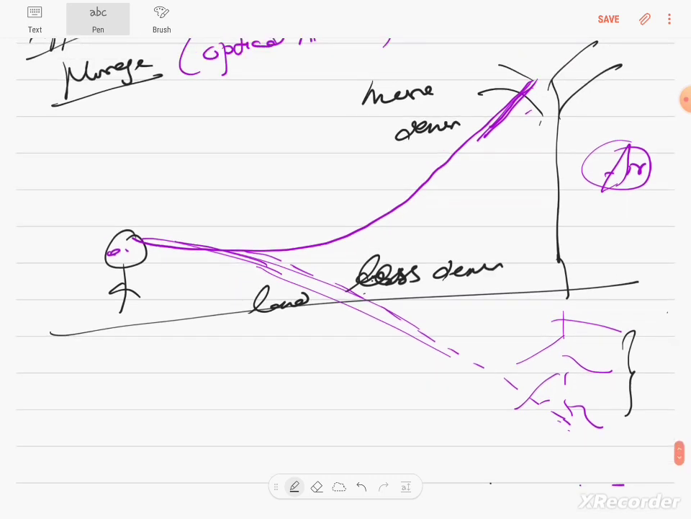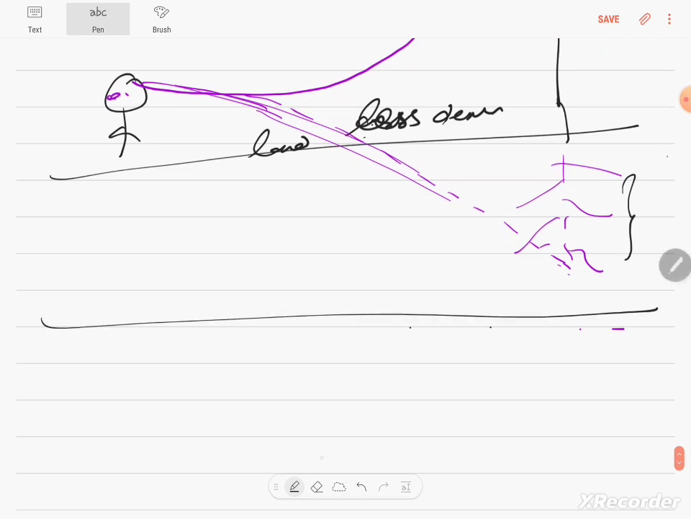Are you clear? The next example that I could give you is periscope and kaleidoscope. Periscope and kaleidoscope. These are the next applications.